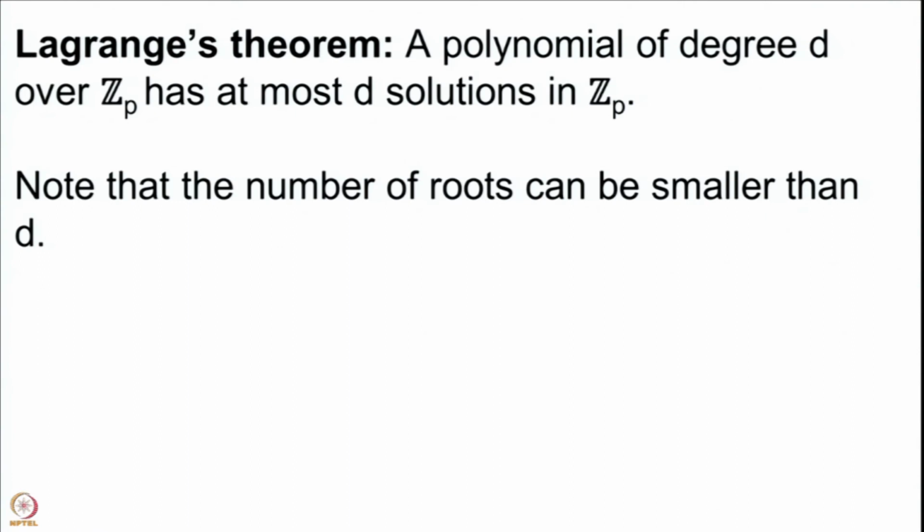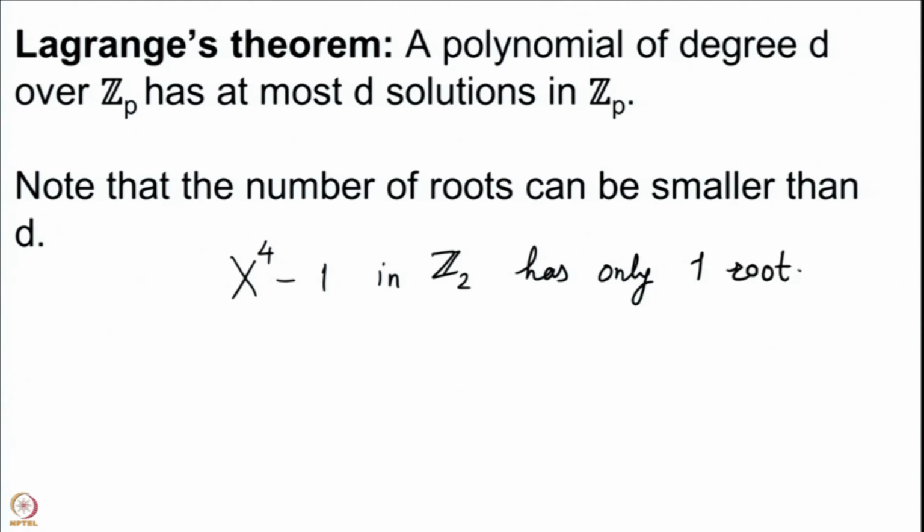Before we go to the proof, we wonder what would happen in other cases, or whether there is anything that we need to be careful about. Number 1, note that the number of roots can be smaller than d. There are indeed examples where the number of roots can be smaller than d. For instance, if you are looking at x to the 4 congruent to 1, or to say it in other words, if you are looking at the polynomial x to the 4 minus 1 in, let us say, Z2, this has only one root, namely x equal to 1.